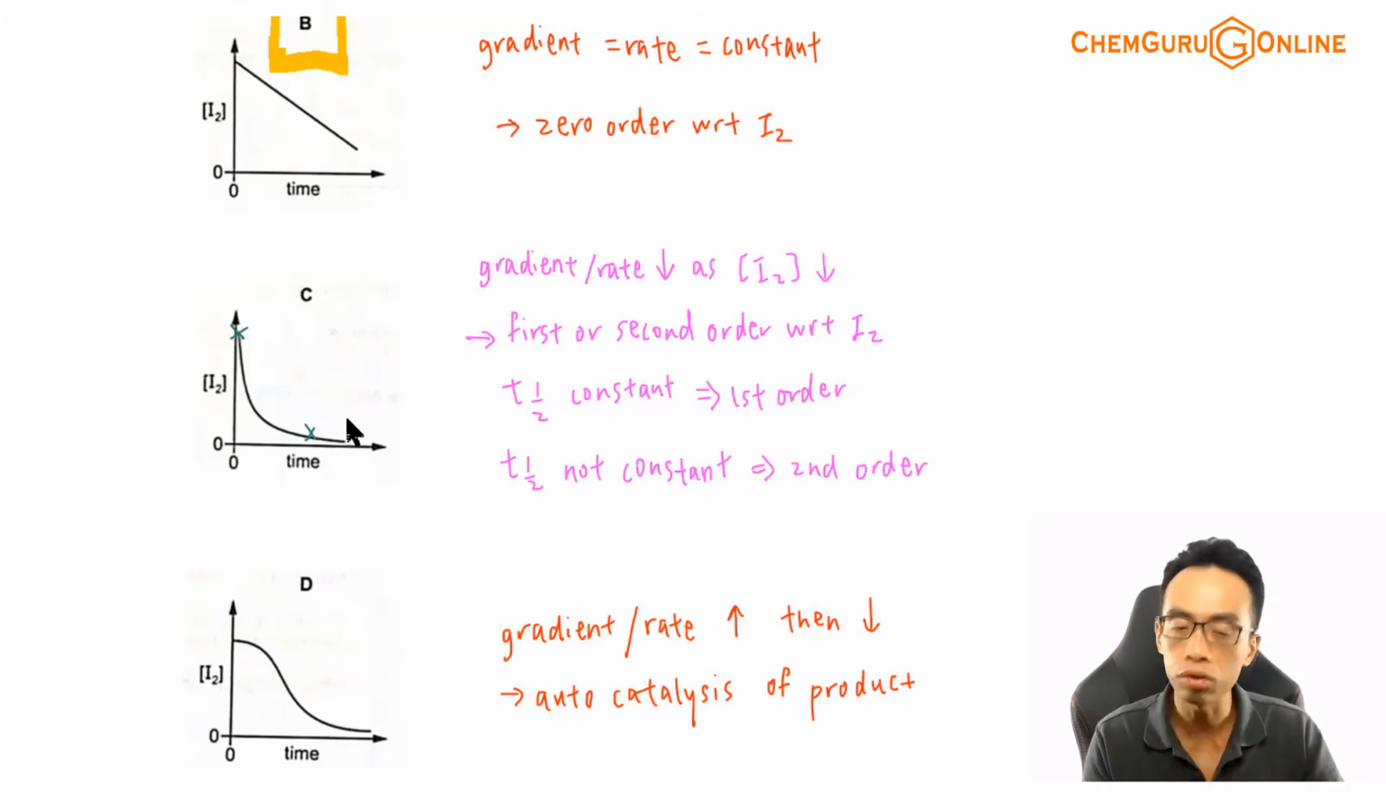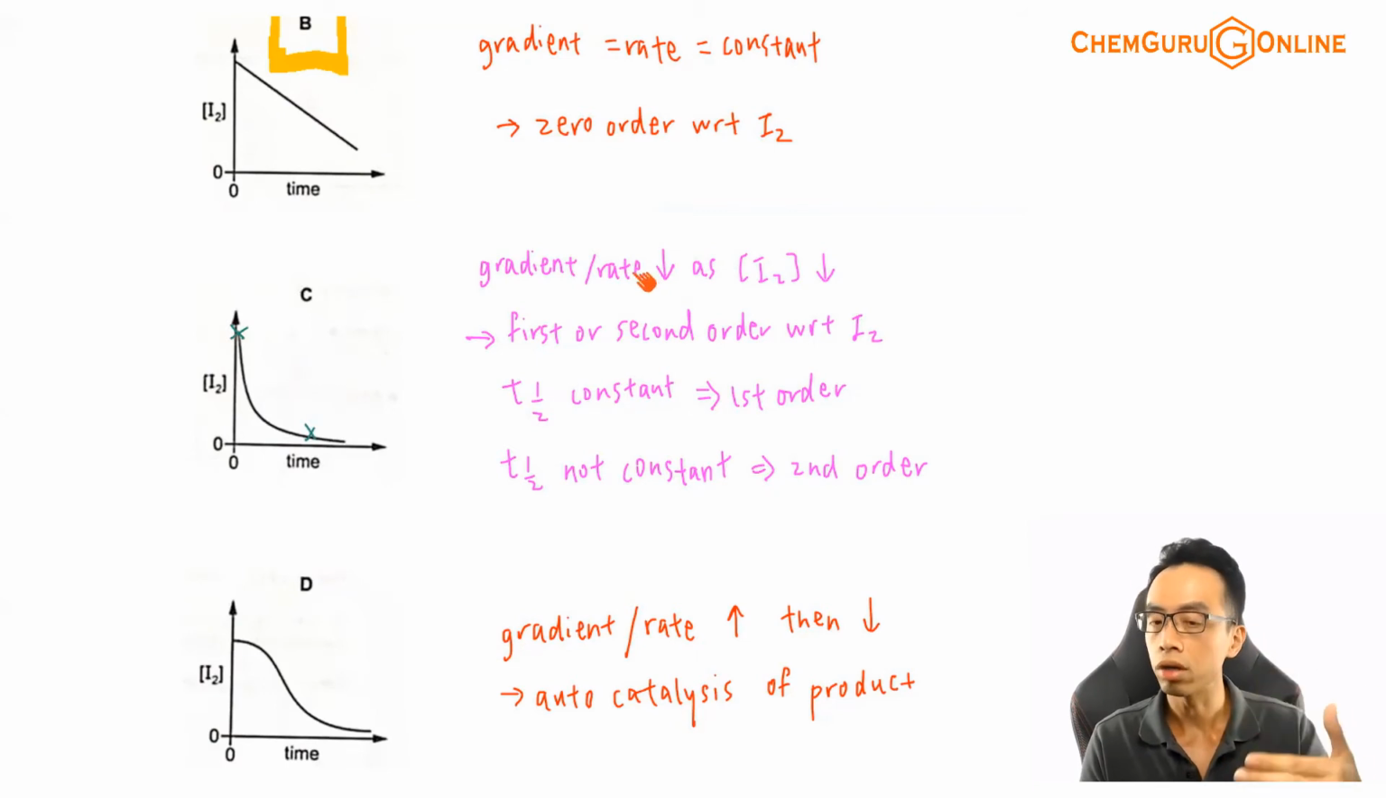So this is actually more intuitive. We actually do expect most of the situations to be like that. When you have more reactants, the reaction is faster. When you have less reactants, the reaction becomes slower and slower. All right, so this is more intuitive and it is a lot more common. So you notice the gradient decreases, or the rate of the reaction decreases, as the concentration of your I2 goes down. And this shape of the curve for my concentration time graph will be for my first order or second order reaction with respect to your I2.